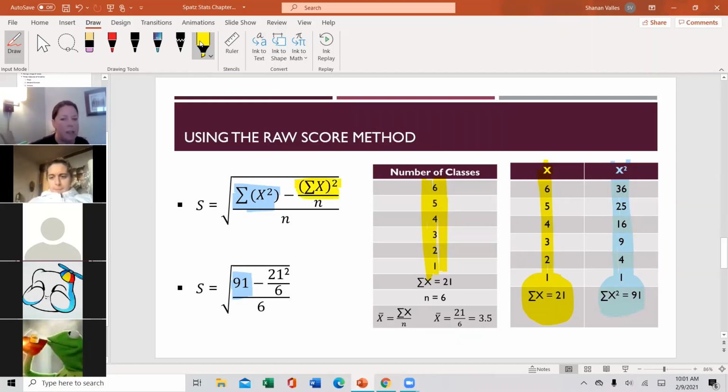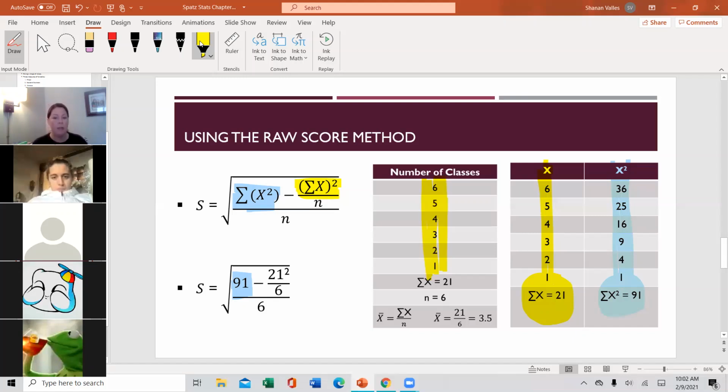Now, they look very similar, guys. And I know that some people who have math phobia and anxiety, just look at them. It's like a puzzle piece. They're very similar, but they're not the same. The blue one is the sum of the x's squared. The yellow one is the sum of x, squared. Very close, but different.